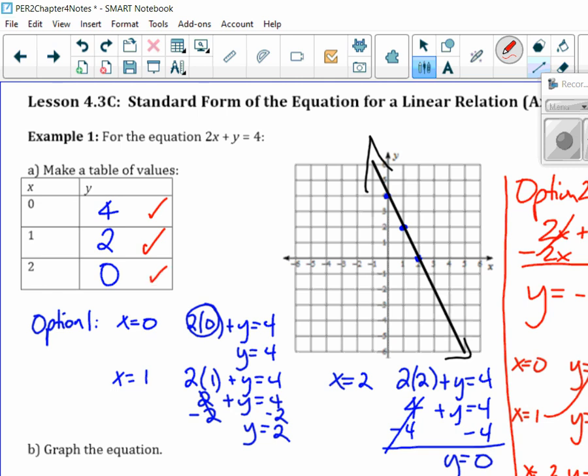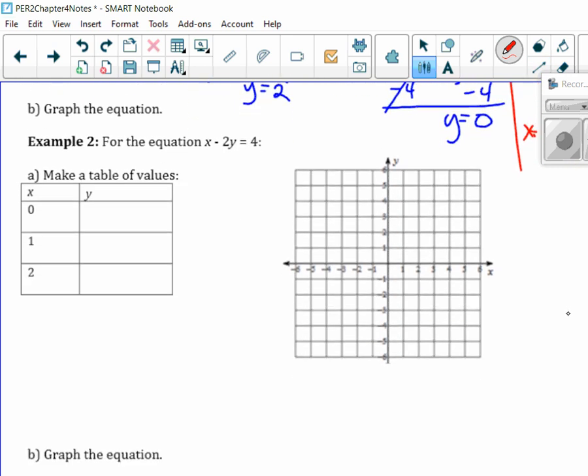So it's up to you which way you want to do it. Like I said, sometimes you're pretty much forced to do one option over another. But this way you have two options in your back pocket that you can use.